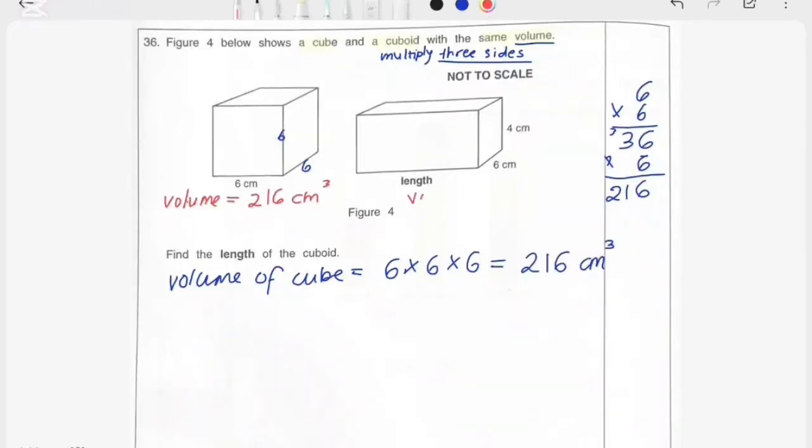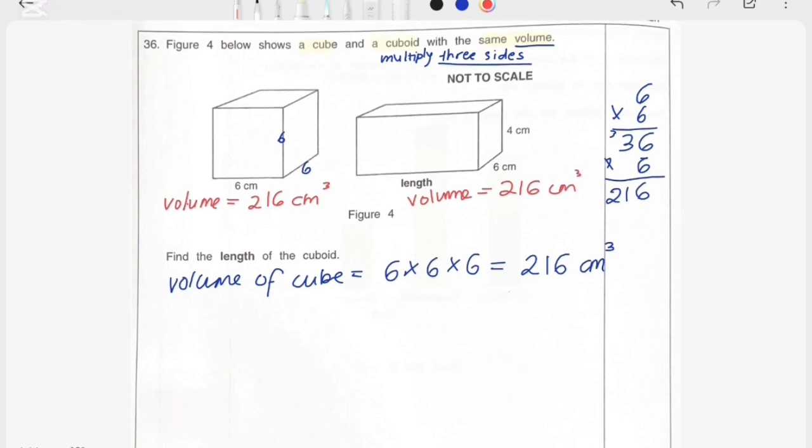Now since this cube and the cuboid share the same volume, the volume of the cuboid must also equal 216. Again, to find the volume of the cuboid, we just need to multiply the three sides. So let's first write down the formula. Volume of cuboid is equal to multiply three sides, length times 6 times 4.